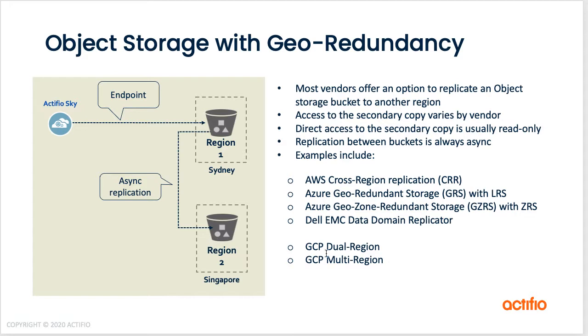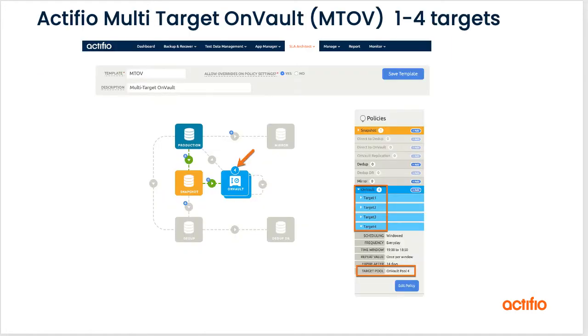And as we've talked about, GCP has dual region and multi-region options. So that's obviously choice number 1. I can get my cloud provider to create my offsite copy, where I'm putting backups in region 1 and getting the cloud provider to replicate them into region 2 to give me my offsite. Great. How can I do this with Actifio?